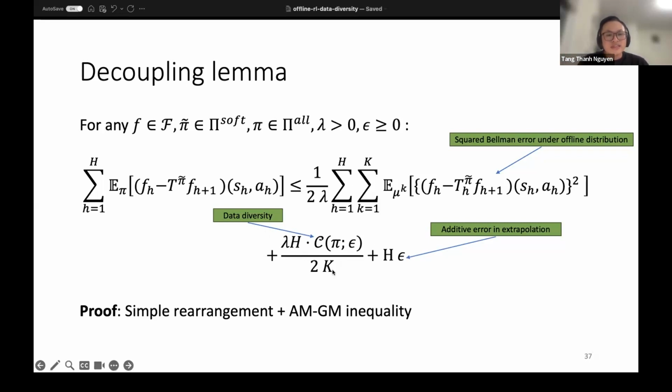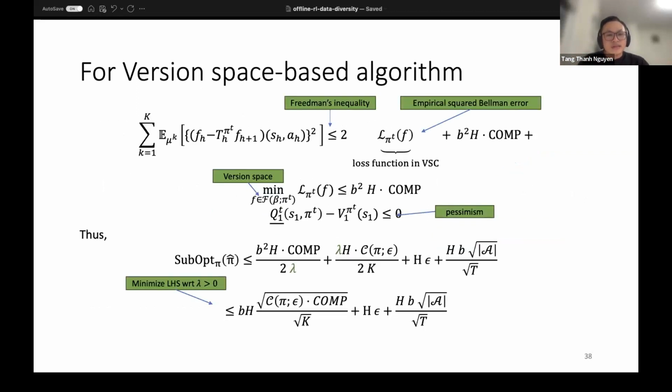The thing here is that this decoupling lemma is very easy to prove. Basically, it's just simple rearrangement, using AM-GM and the definition of data diversity. But it's very powerful in the proof to obtain the unified result. Note that the inequality holds for any lambda greater than 0. We control the lambda.